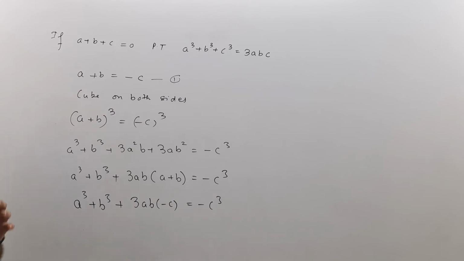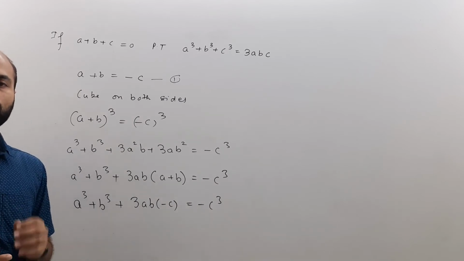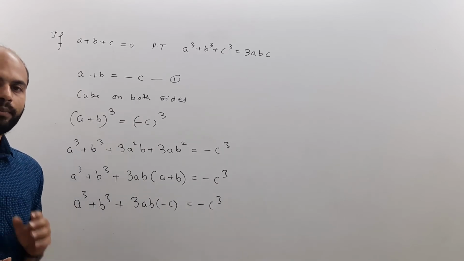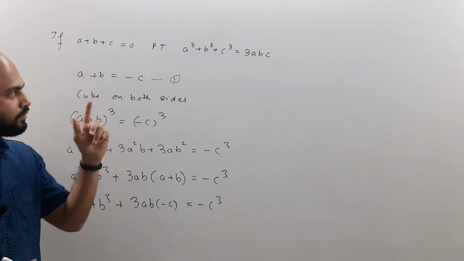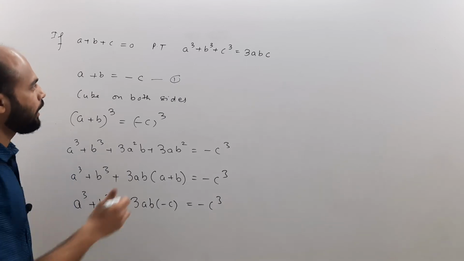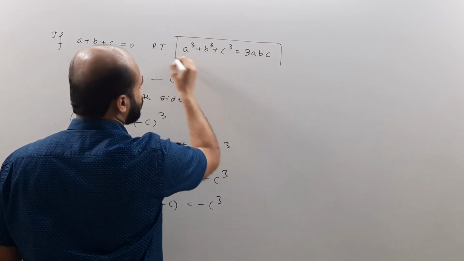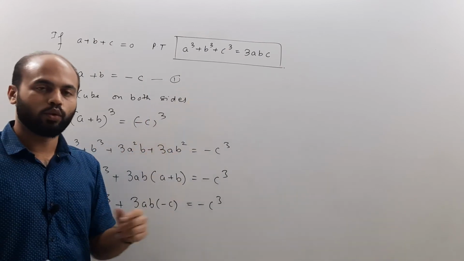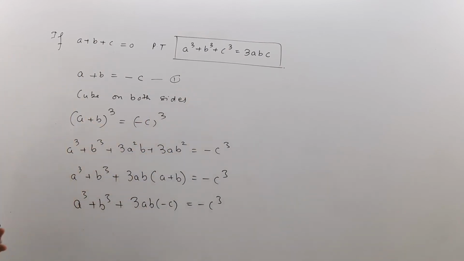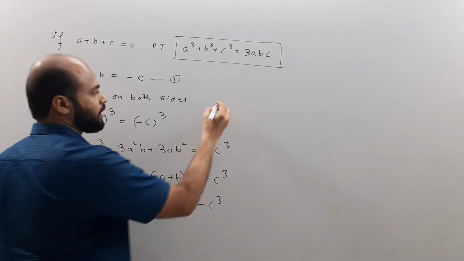So as a part of important expansions and results, you have to remember this result permanently, that if a plus b plus c is 0, it means that the expansion is valid, and this is the condition that you have to remember. Now mind you, this is not always, this is only when a plus b plus c is equal to 0. You know one more expansion regarding this, and we have studied that.